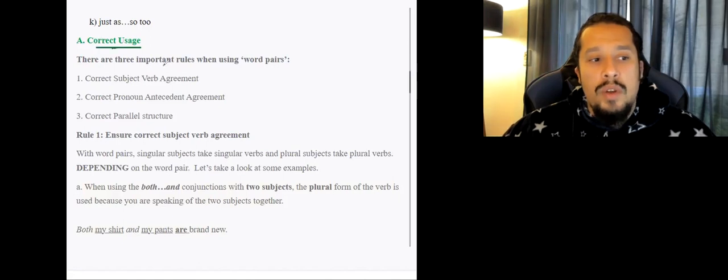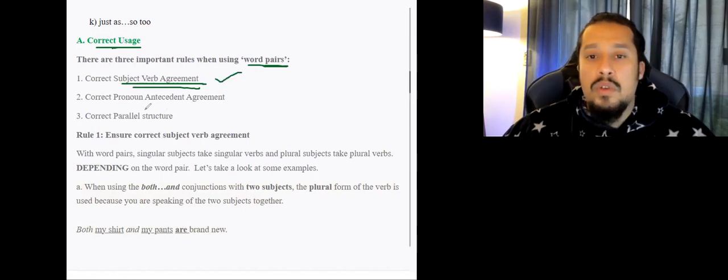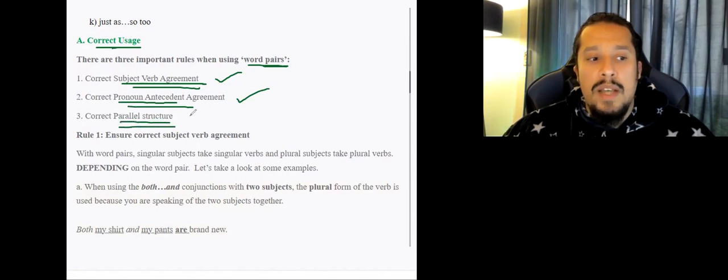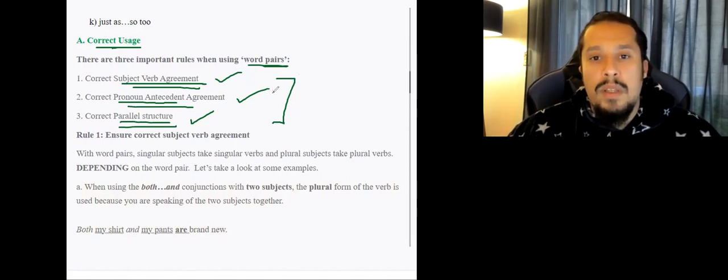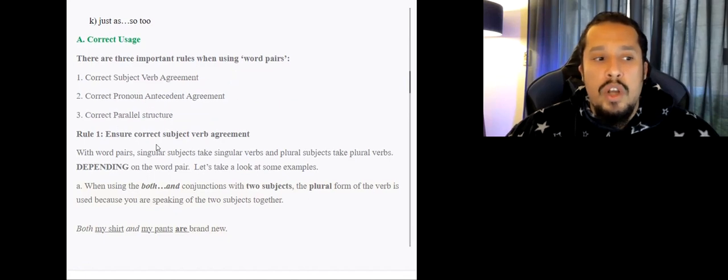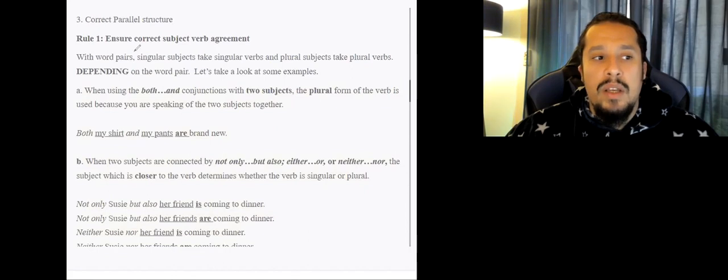Correct usage. There are important rules when using word pairs. Number one, لازم نتأكد the subject verb agreement مظبوطة. Number 2 اتأكد على pronoun antecedent agreement. And number 3 اتأكد على parallel structure. So these are 3 things you have to check when you're working with word pairs: subject-verb agreement, pronoun antecedent agreement, وبرضه parallel structure. So let's begin with نشوف examples عن subject verb, right?